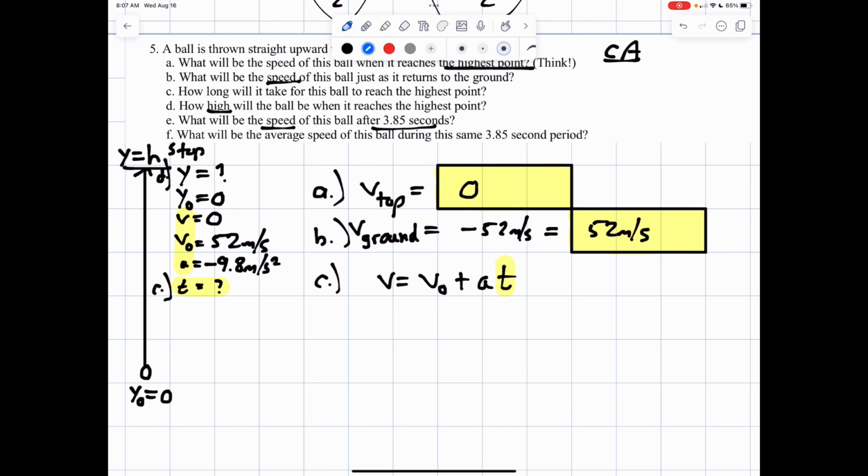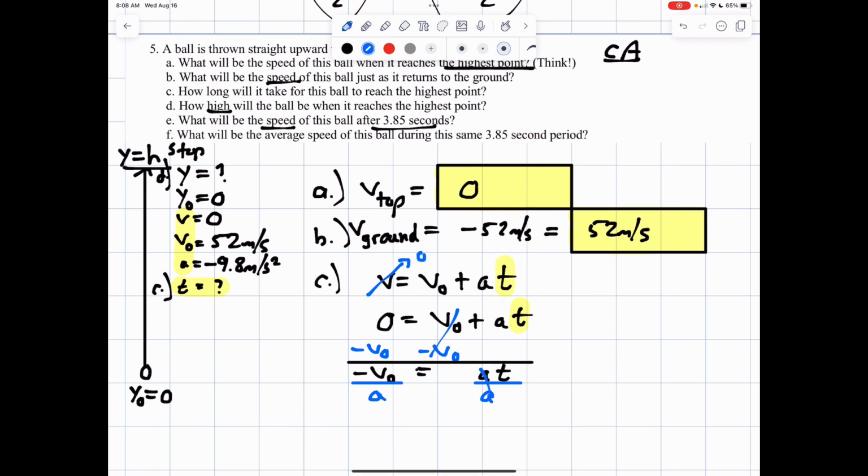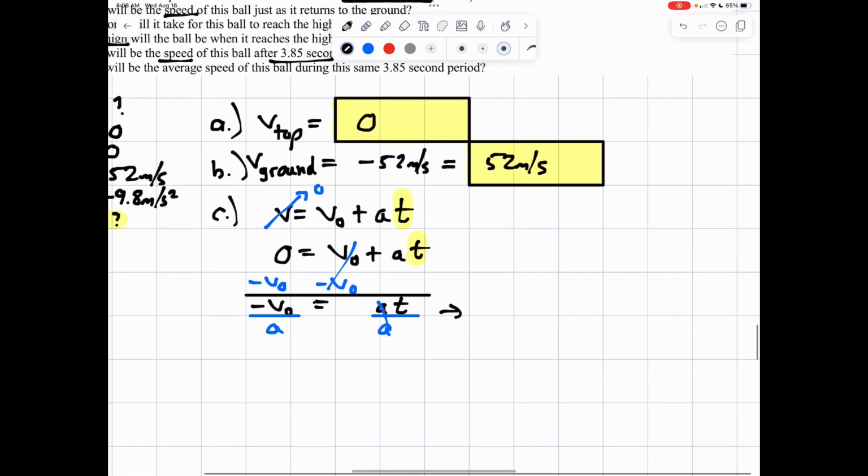So remember what you have to do. We're going to cancel the v because velocity is 0 at the top. So we get 0 equals v naught plus a t. In order to get t by itself, you have to get rid of the v naught and the a. So we'll start by subtracting v naught from both sides. You get negative v naught equals a times t. Then to get t by itself, you're going to divide both sides by a. Okay, so that's what's going on with this problem so far. Plug in. Okay, we have t equals negative v naught over a.